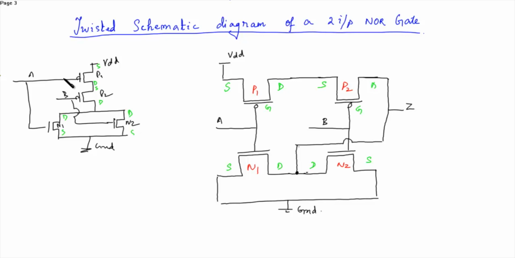Now let's see the operation of it. Let's see the explanation of the truth table.